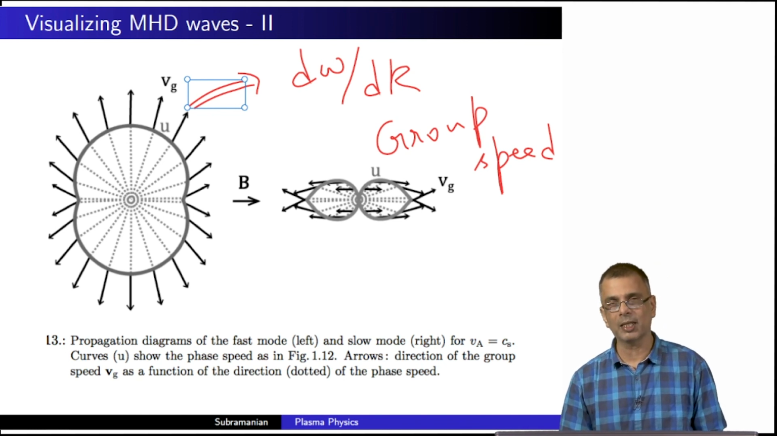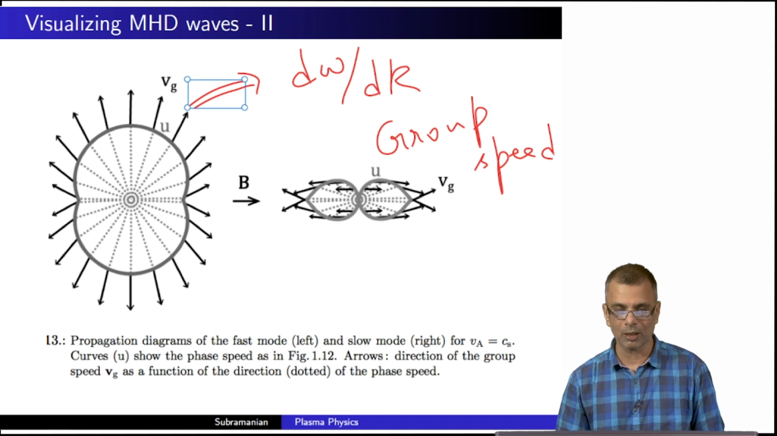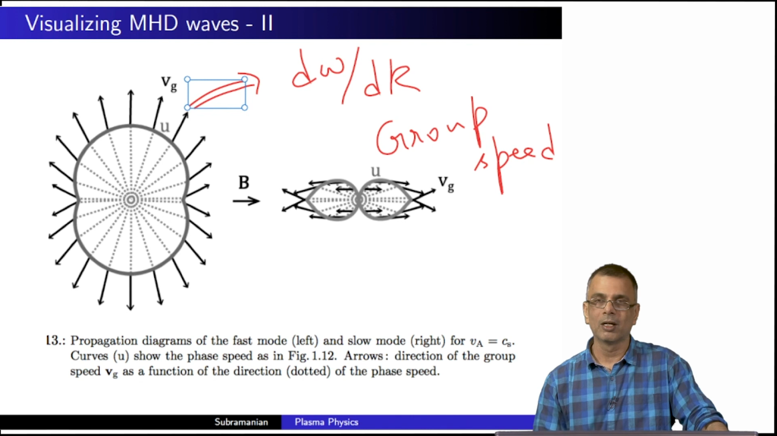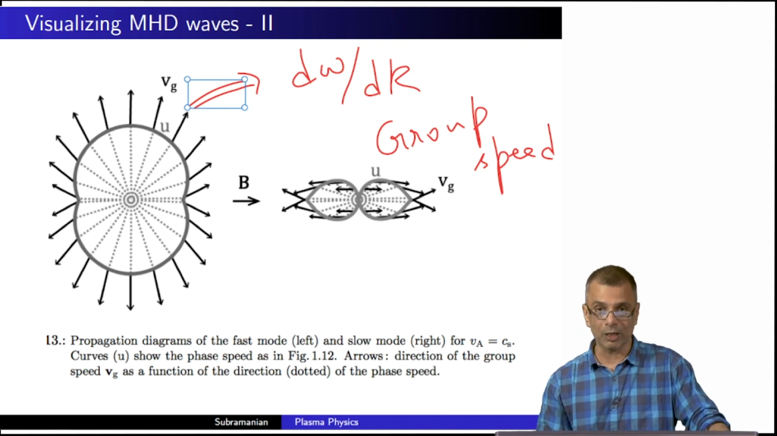Suffices to say that the dispersion relation for magnetosonic waves is considerably more complicated than that of just the Alfvén waves or the sonic waves themselves. So this is where we will stop for now.